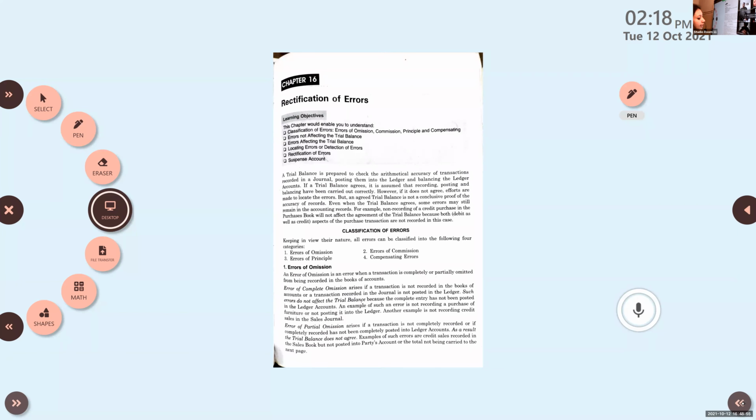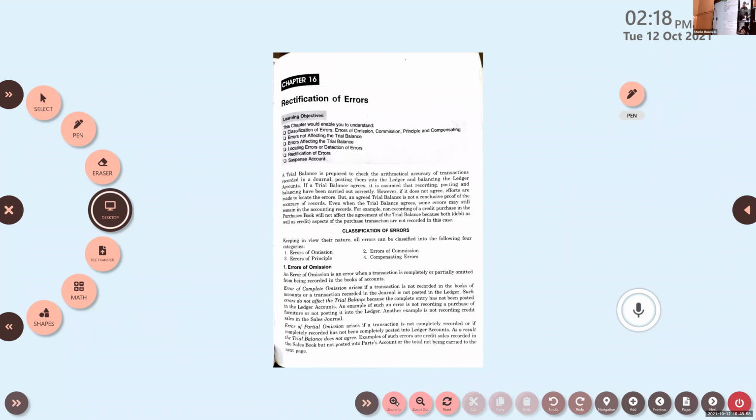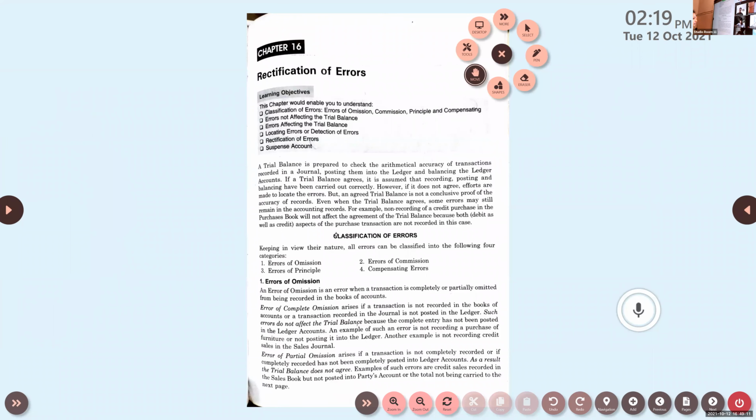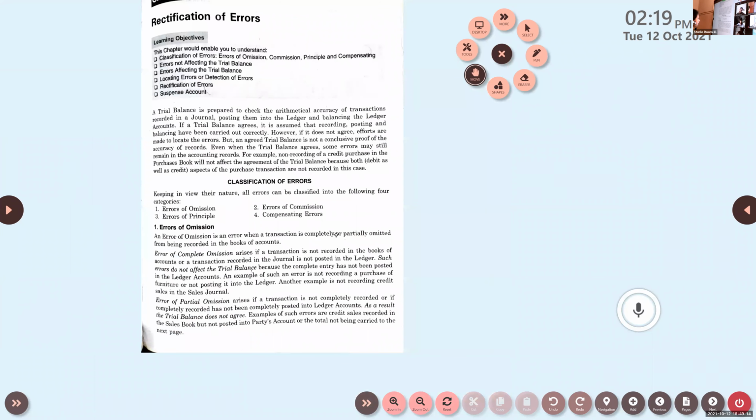Now let us see in detail what these errors are. The first one is error of omission, easy to understand from the name itself. An error of omission is an error when a transaction is completely or partially omitted from being recorded in the books of accounts. Either completely or partially omitted from being recorded in the books of accounts.